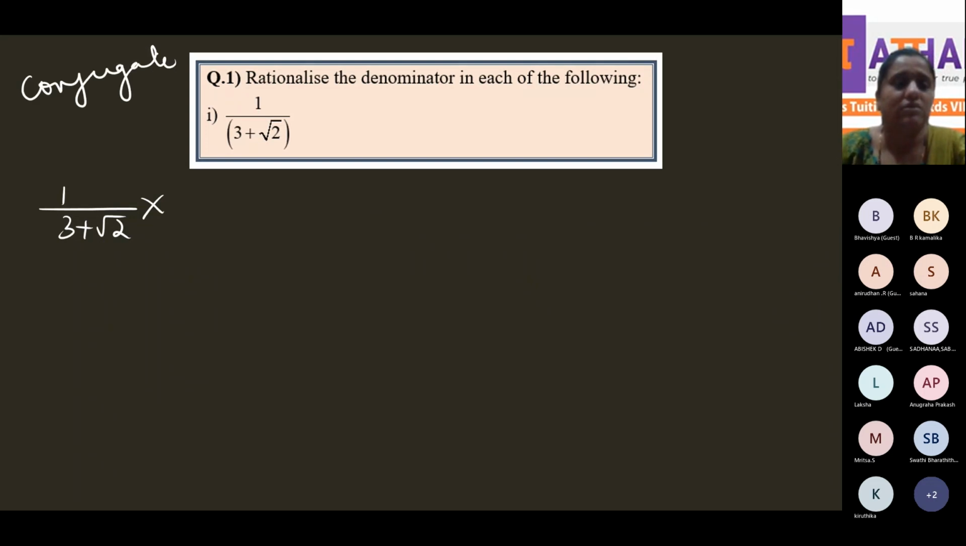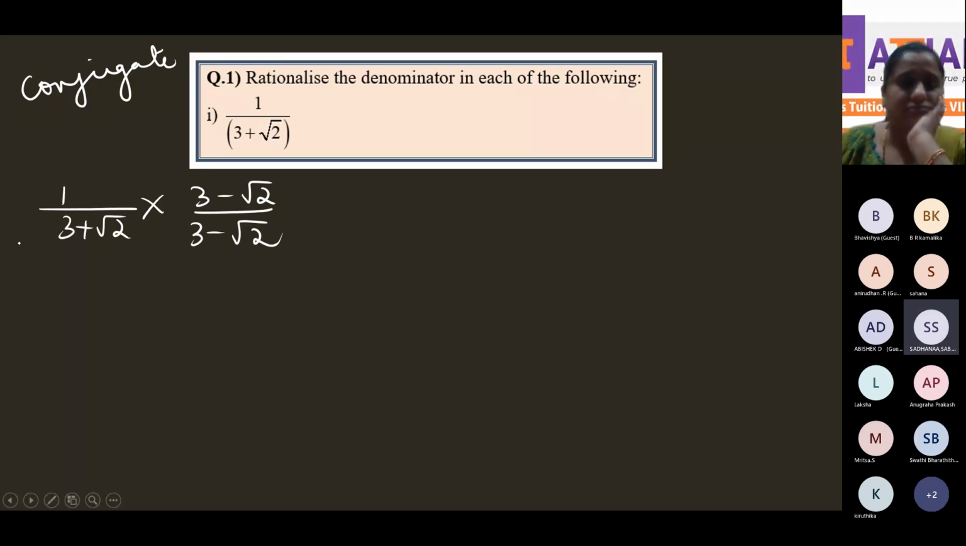Yeah, children. So this is the given expression. We multiply and divide by its conjugate. Conjugate. Okay, and what is that? The conjugate of 3 plus root 2 is 3 minus root 2. So we multiply and divide by 3 minus root 2. Is the first step understood, children?